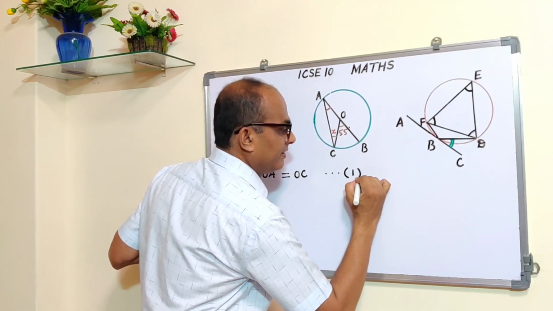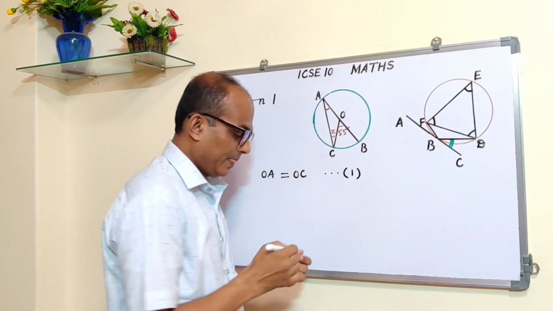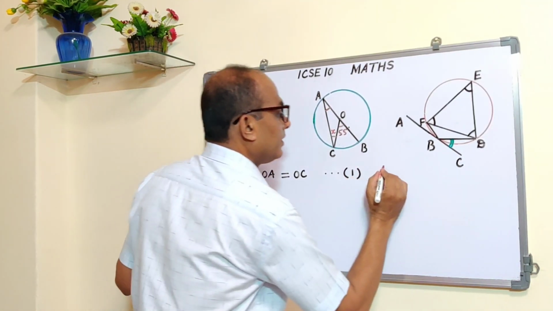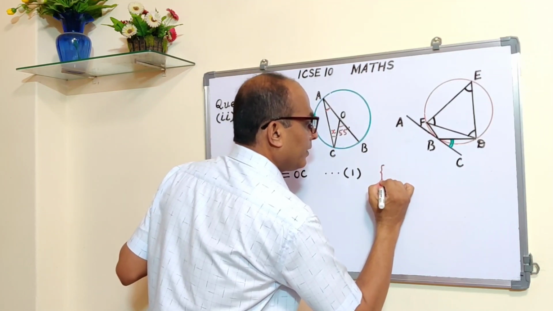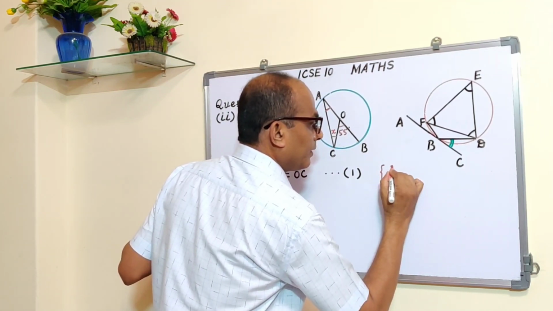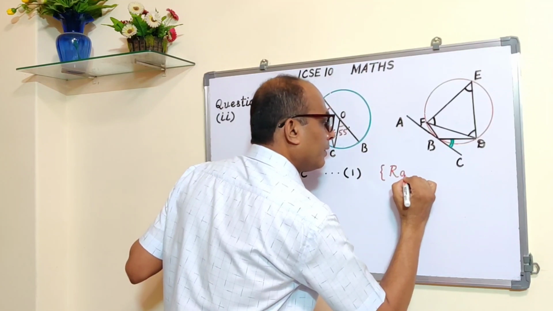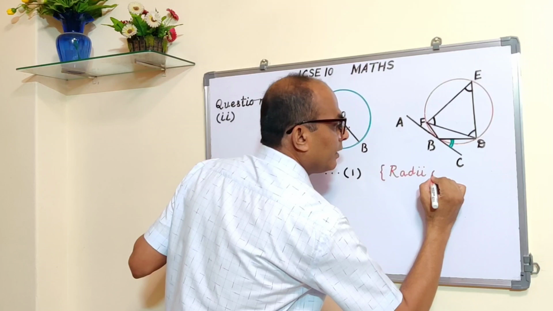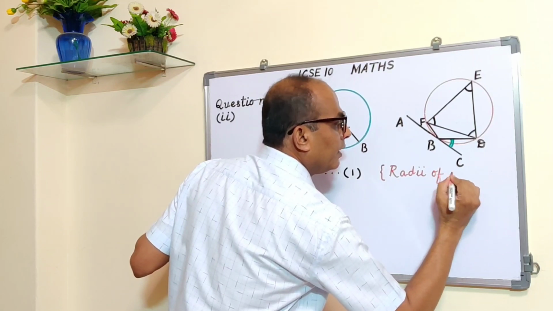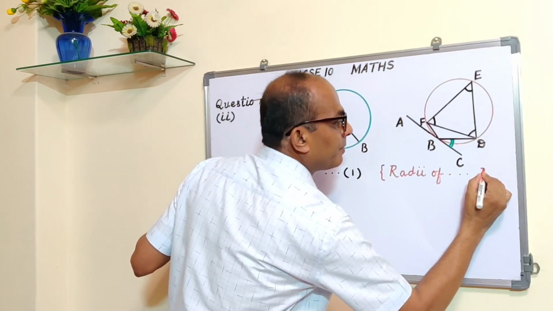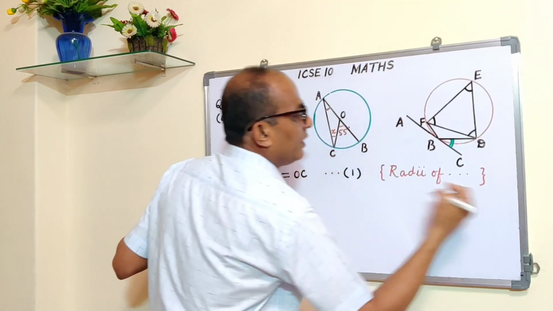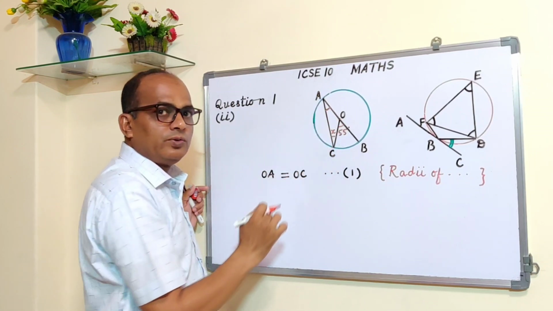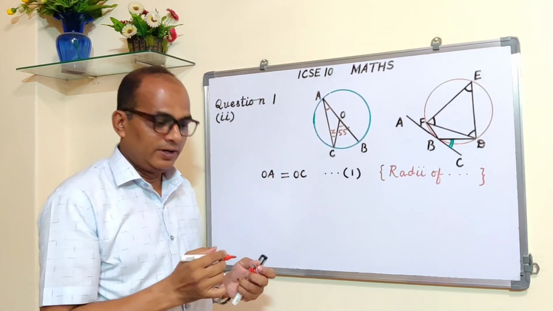And the reason is radii of the same circle. You write down in full, radii of the same circle. They are the radius, right? OA is the radius and OC is also the radius. So they are equal in length.